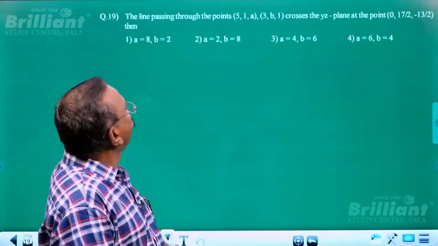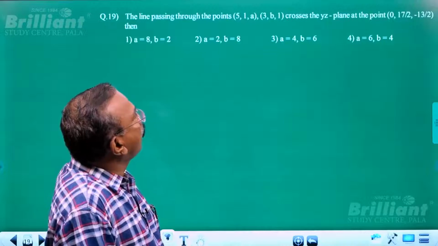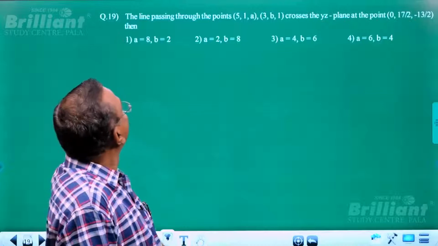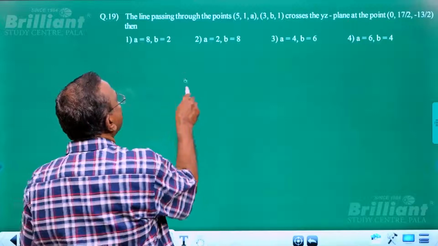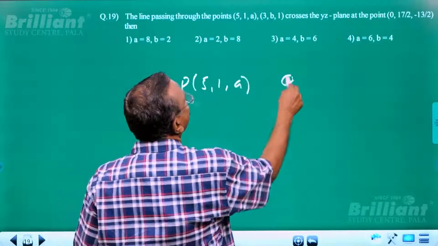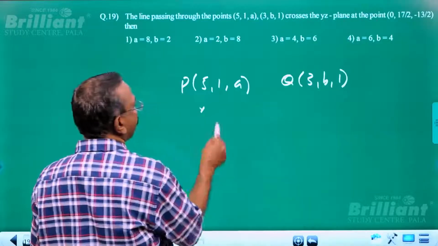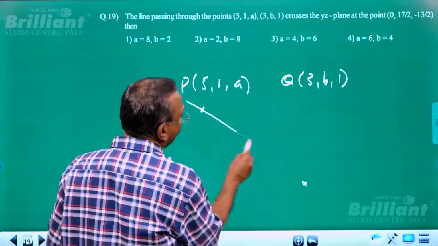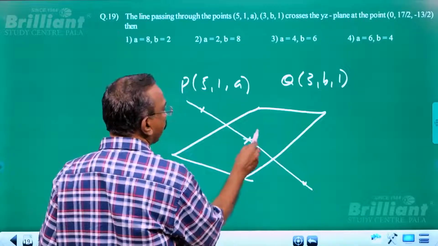The line passing through the points (5, 1, A) and (3, B, 1) crosses the YZ plane at the point (0, 17/2, -13/2). Then what are the values of A and B? You know, there are 2 points. I mark them: P is equal to (5, 1, A), and there is another point Q, Q is (3, B, 1). Suppose one point is here and the other is there. Now there's a plane that crosses it. This is the line, but the plane crosses it somewhere. I don't know exactly where, I mark it as R.